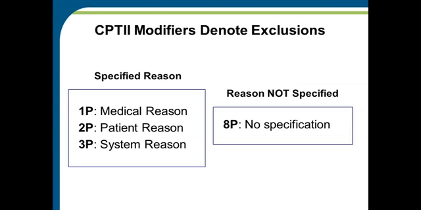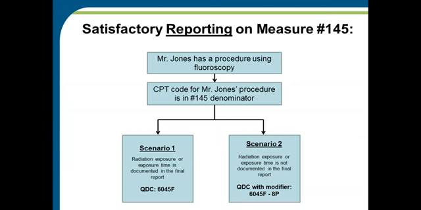The fluoro measure didn't have a specified reason, but you can still report 8P, which is basically saying you didn't do what the measure asked you to do, and still get credit for reporting. Just remember that it is a reporting program, not a performance-based program at this time, so you can report that you didn't do what the measure asked and still receive an incentive.